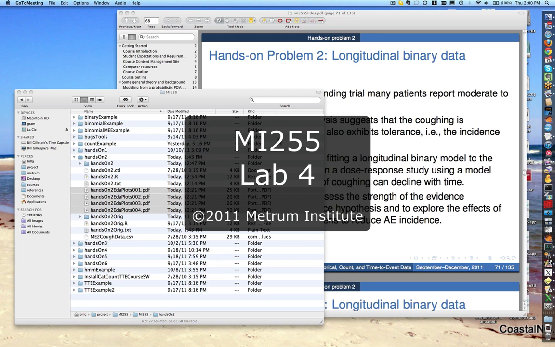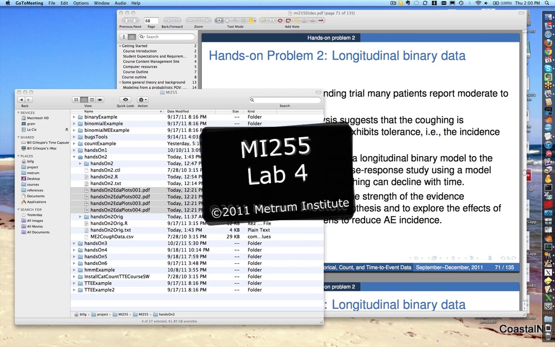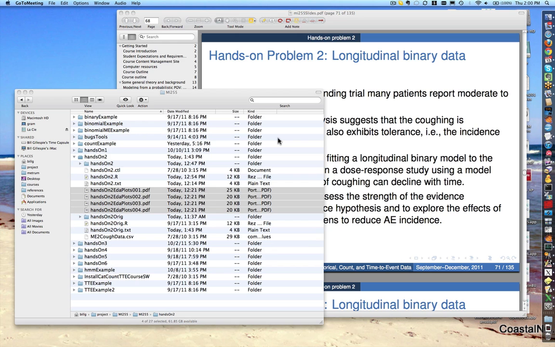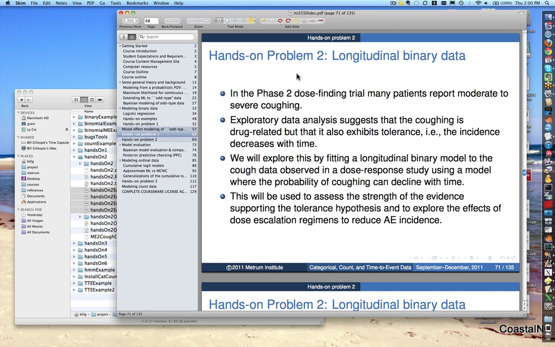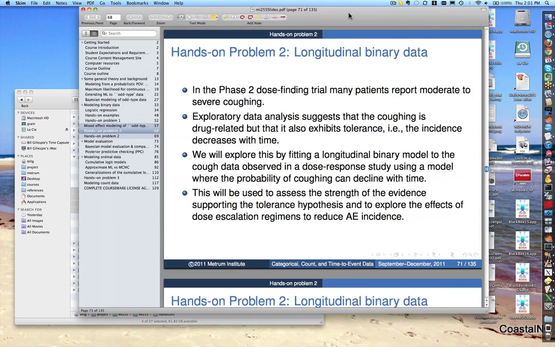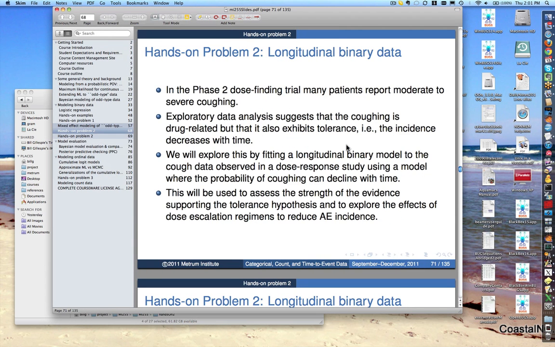Okay, so we're going to be going over the example that I introduced back, I guess it was last Thursday, which was our problem 2. So I guess first I'll just remind you what the nature of the problem was, just briefly, and then go into the approach for implementing it.